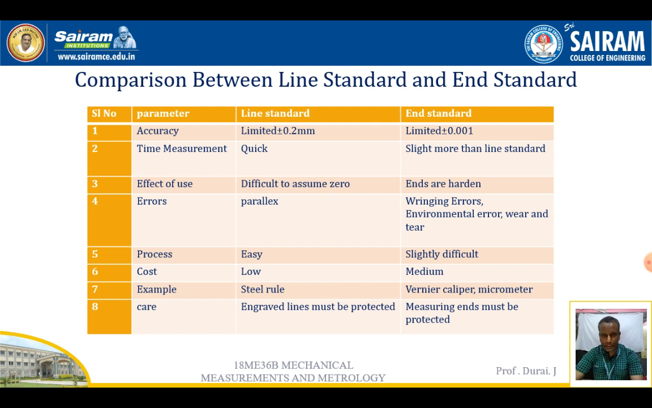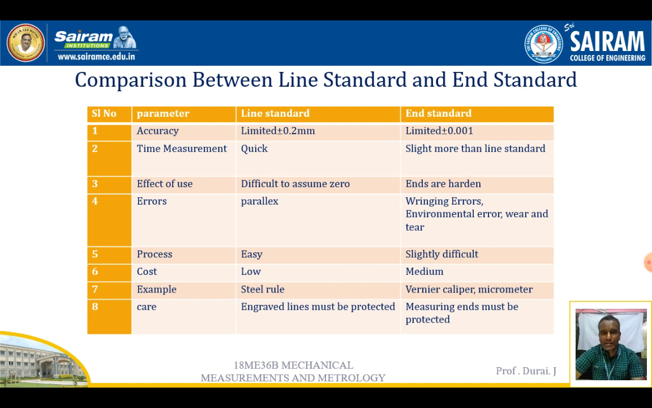And time for measurement: line standard is very quick, but in the end standard it takes time. Also, a skilled person is required for end standard, but even an unskilled person can take the measurement in line standard. And effect of use: it is difficult to assume zero in line standard, because wherever the lines are, from that we can measure. But in the end standard, the ends are harder.